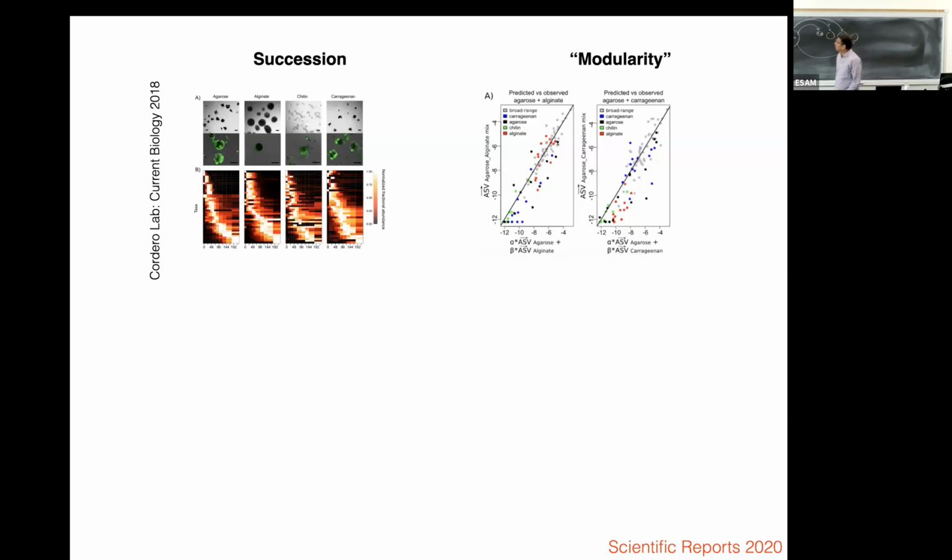But they had these nice models where they would take these ocean communities and grow them on these agarose beads with a single carbon source. And what you see here, the columns are time and the rows are taxa. What you're supposed to see is that bright color means things survive. And so what you're supposed to see is that there's succession, meaning the things that come early don't come late.